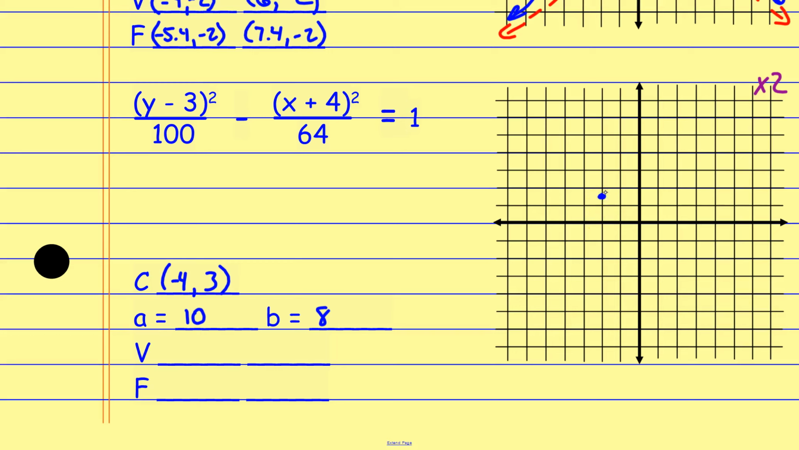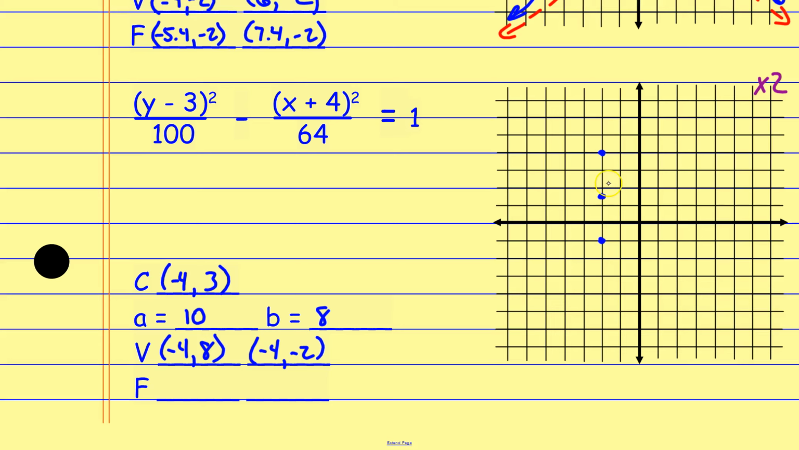That's my center. The A value is tied to Y, so I'm going up 5. That's my vertices. And down 5. So those are my vertices. I can write those ordered pairs down. -4, comma 8. -4, comma -2.